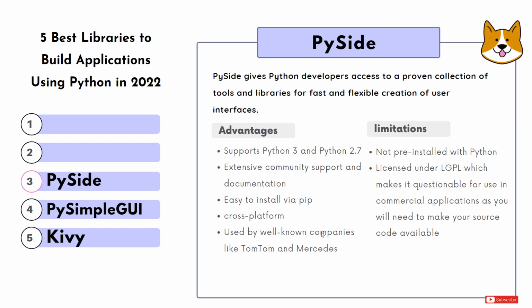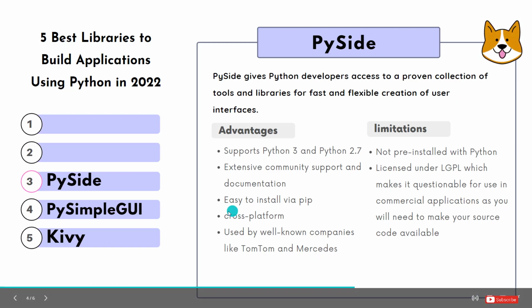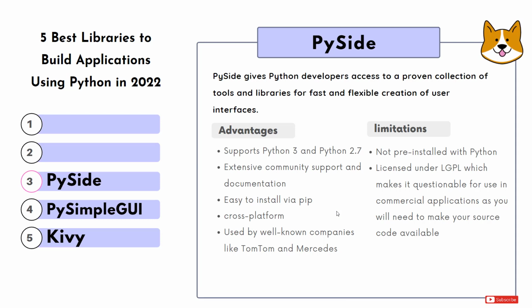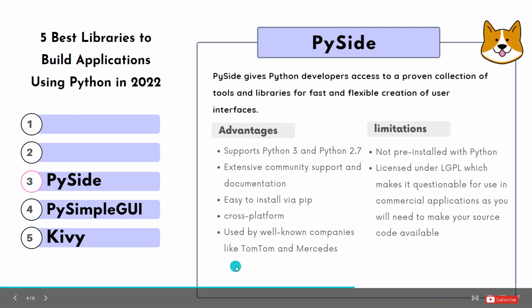We have some cool advantages when it comes to PySide. It supports Python 3 and Python 2.7 itself, and it has extensive community support and documentation. That means here we have more people to develop PySide, and more people, more collection of libraries and tools, and faster flexible interfaces, right? And it is also easy to install using the pip command, and it is also cross-platform, where you can run PySide on any operating system, and it is used by well-known companies like TomTom and Mercedes.